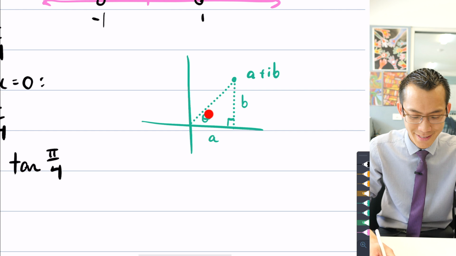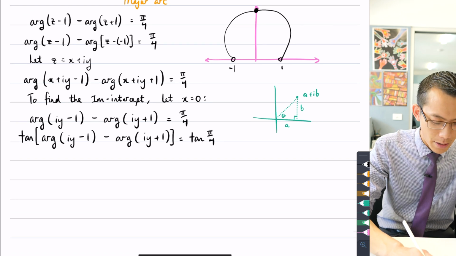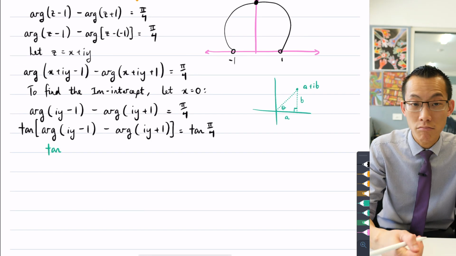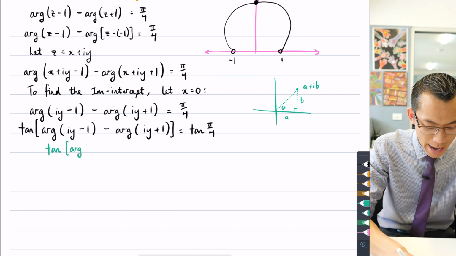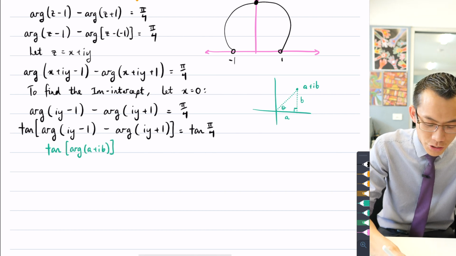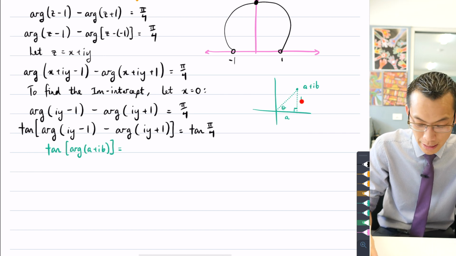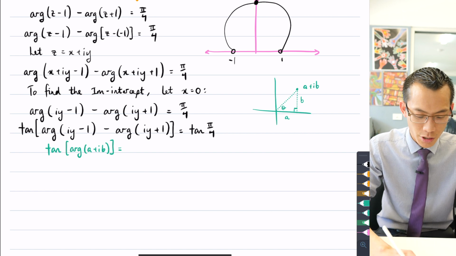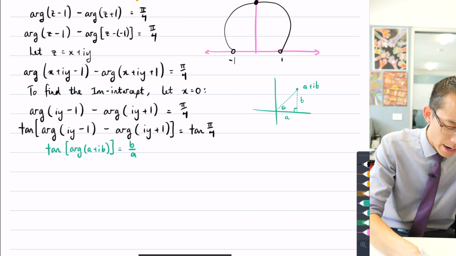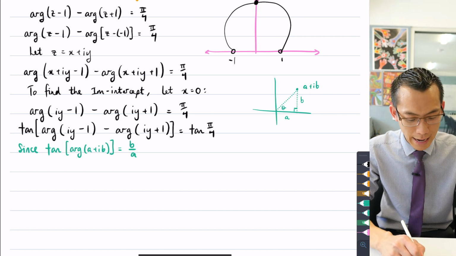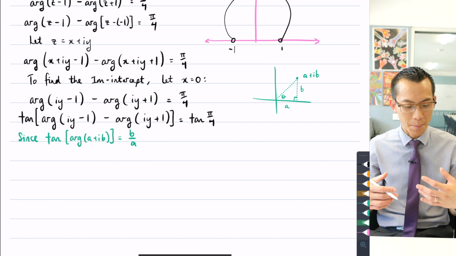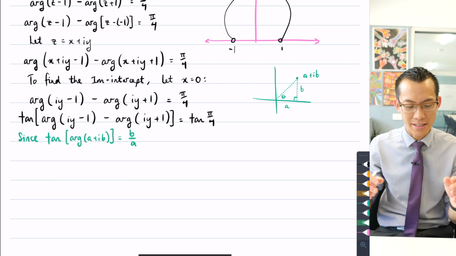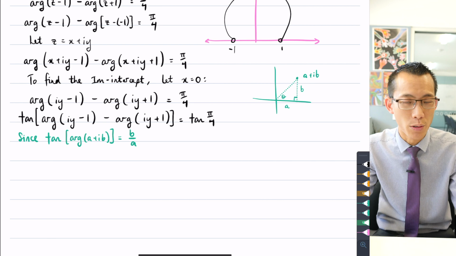Let me say that again. Tan of your argument that you're after is going to be b over a. So what I can say is that tan of theta, which is the argument of a plus ib, should just be equal to b over a, opposite on adjacent. So I'm going to go ahead and write in b over a there. Since tan of arg a plus ib equals b on a, I can actually do some working here, because these tans are going to be able to get rid of all of the argument notation that has the y, which I'm after, nestled inside all this messy stuff.